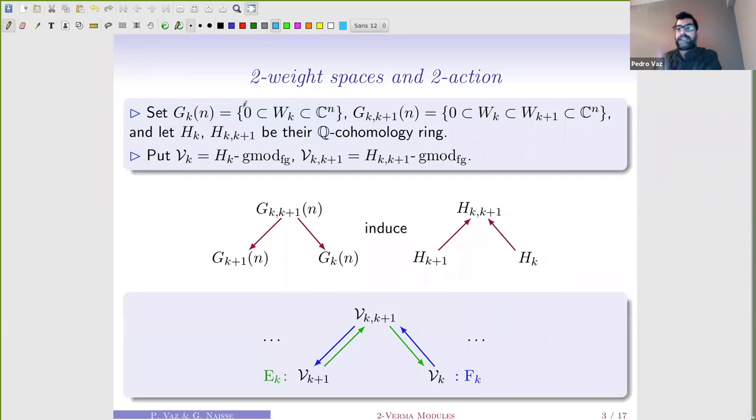So let me give you a beautiful example of this idea. It consists of looking at the Grassmannians of k planes in C^n. This is related to the n+1 dimensional representation of quantum SL2. So we have these Grassmannians as very well known spaces, take their cohomologies and set V_k to be the category of graded modules over the cohomology of the Grassmannian, graded modules that are finitely generated. So this V_k is going to be our weight space, what is going to replace the weight spaces in our categorification.